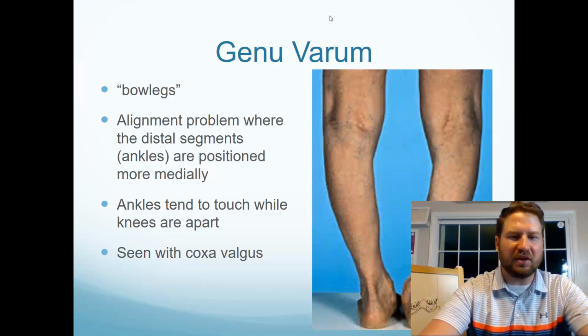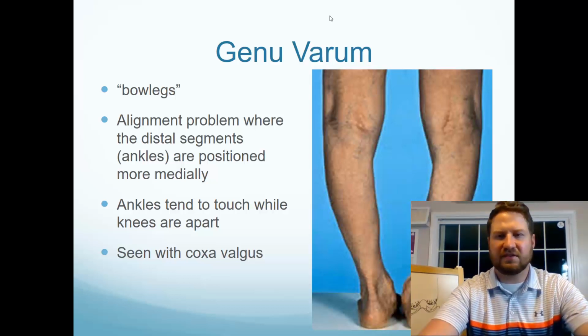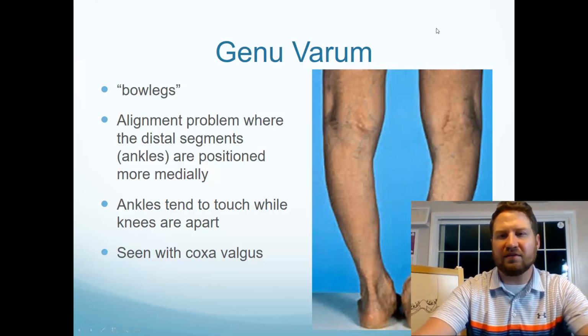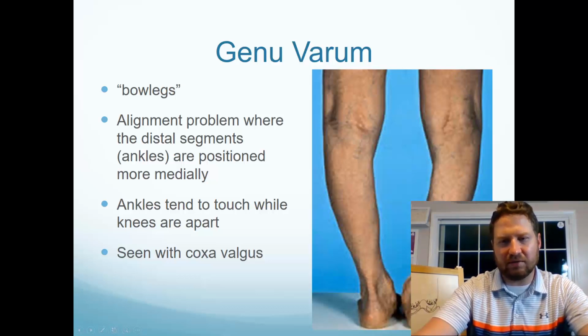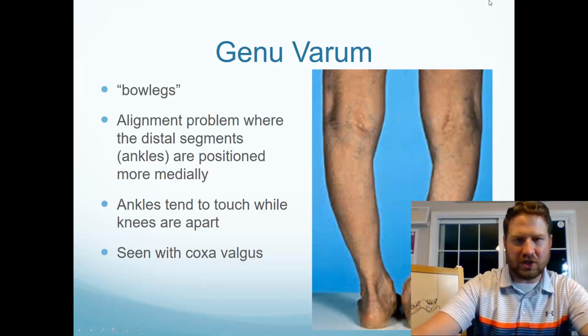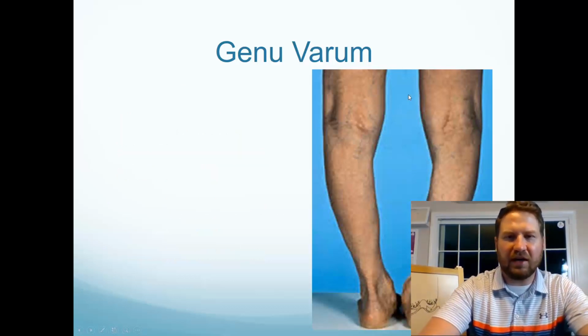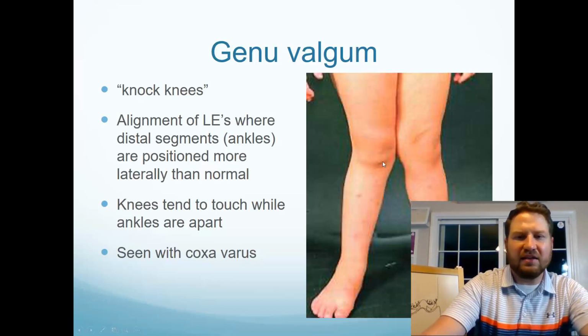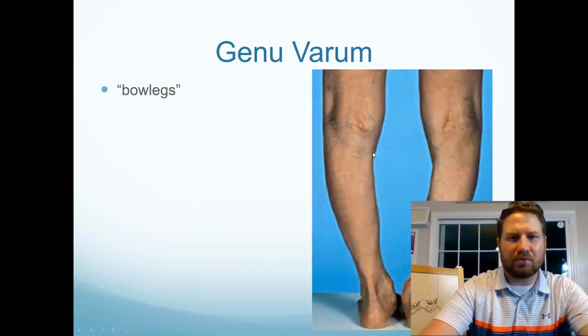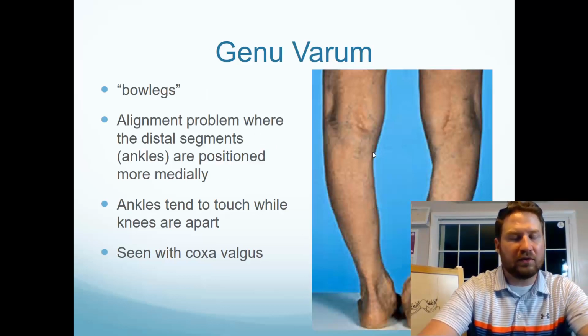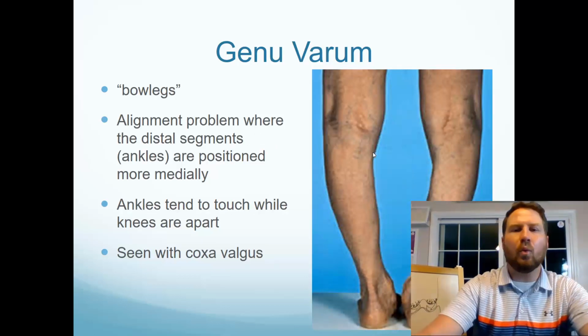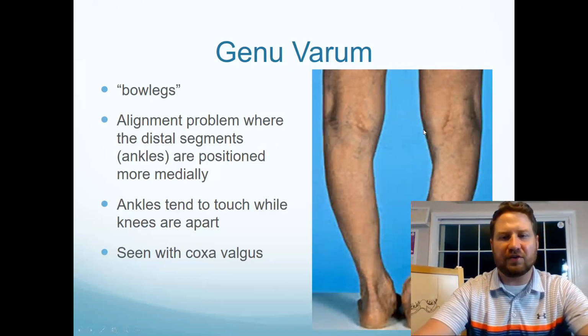Okay? Seen with coxa valgus. So with coxa valgus, remember that angle is going to be less. So that femur is going to be coming out this way, and then it's going to come back in. Fun question. With valgus and varus, what side of the knee is receiving more compression? Or, to put a more functional term, what side of the knee is going to wear out first?